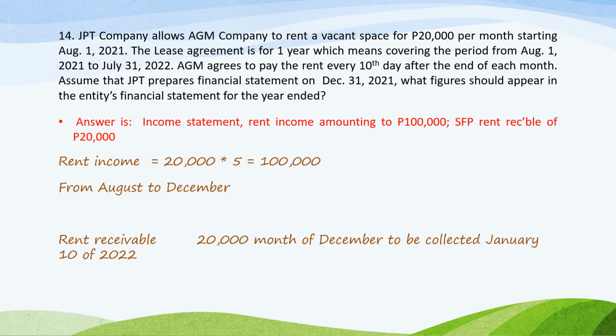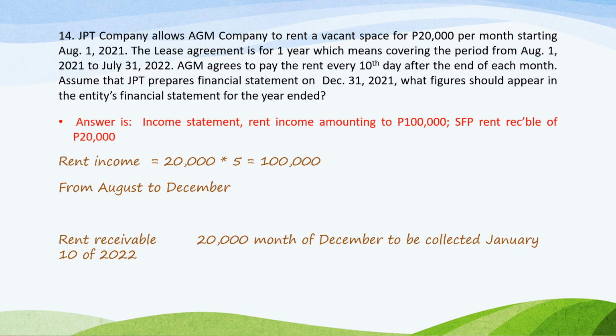So, rent income is equal to 20,000 times 5. That is from August 1 until December: August, September, October, November, December. So that's 5 months. That's why 20,000 times 5, that's 100,000.